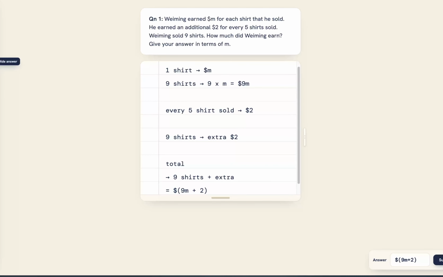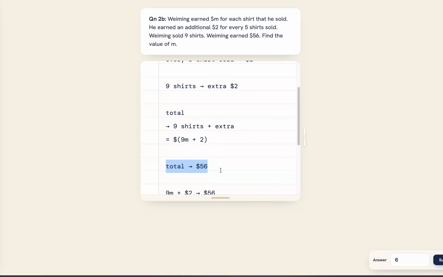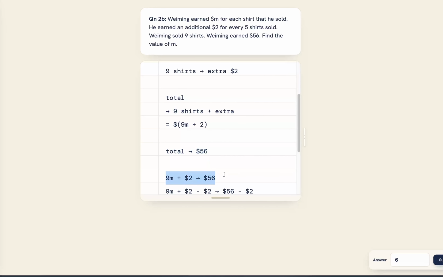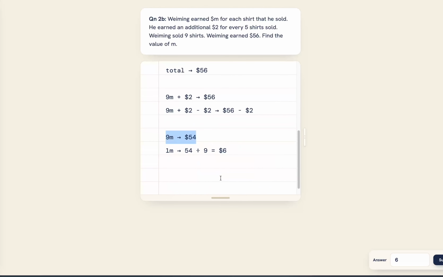$9M plus 2. So we already calculated the total, which is 9M plus $2. And we know the total is $56. So therefore, we're going to write 9M plus $2 equals 56. We minus $2 on each side. Therefore, 9M is equal to $54. So 1M is 54 divided by 9, which will be $6. Okay, there you go. That's the answer.